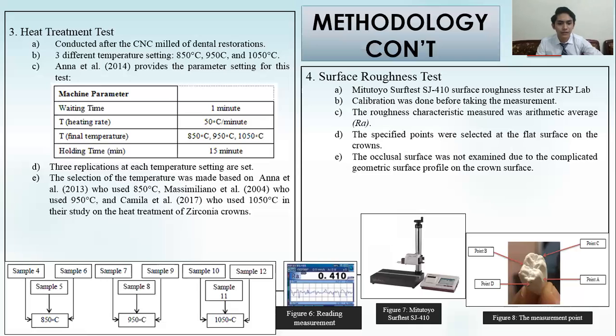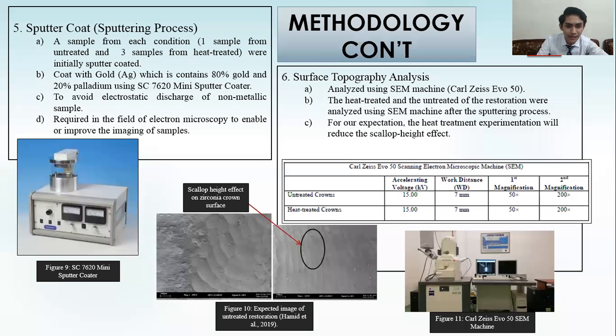After we finish the roughness test, all of the selected samples need to be coated with gold using the mini sputter coater provided by FKP. This process is required in electron microscopy to enable or improve the imaging of the samples. For the last process, which is surface topography analysis, we conduct and analyze this test using the SEM machine provided by FKP. The topography or surface texture of the untreated and heat-treated crowns was examined. 1 sample from each condition was selected. For the SEM parameter settings, we also take them from other researchers.